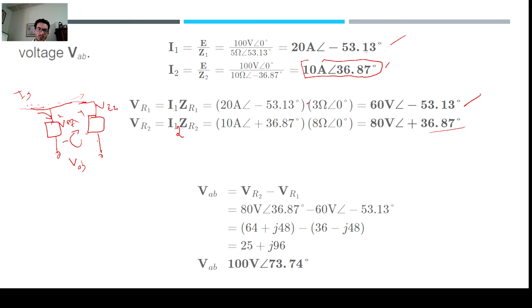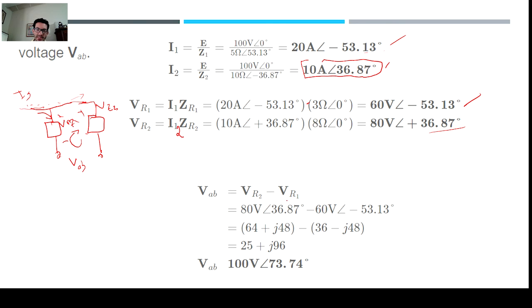Now, to find the voltage between A and B, we know that the voltage magnitude is going to be the same, but there's going to be a phase shift difference, right? Because there are different elements here. You can have capacitors, inductors, etc. So what is that phase shift? For that, we simply use Kirchhoff's law, which is voltage AB equals the difference between resistor 2 and resistor 1, the voltage drop through each element. Since we have those values, we simply do 80 volts at 36.87 minus 60 volts at negative 53.13.